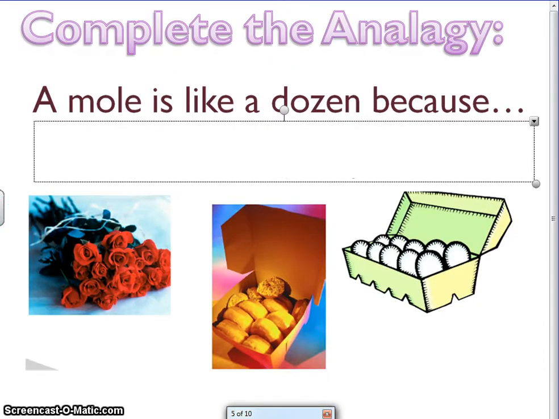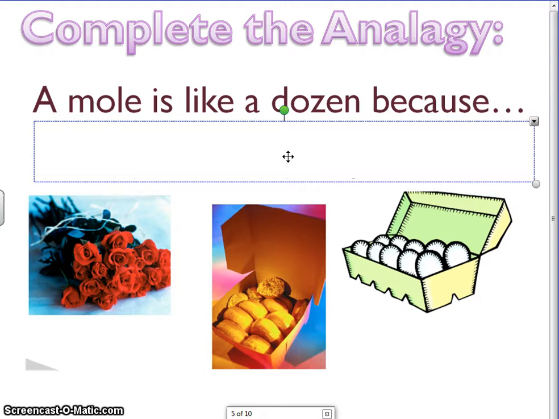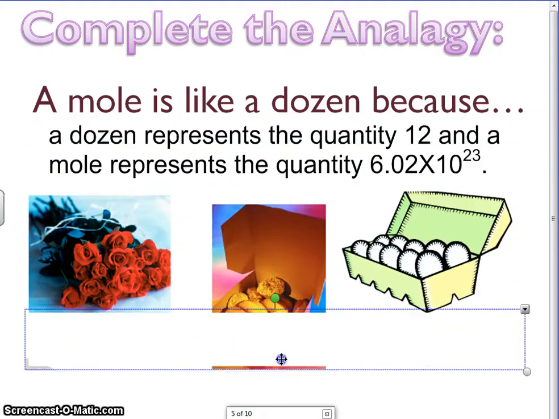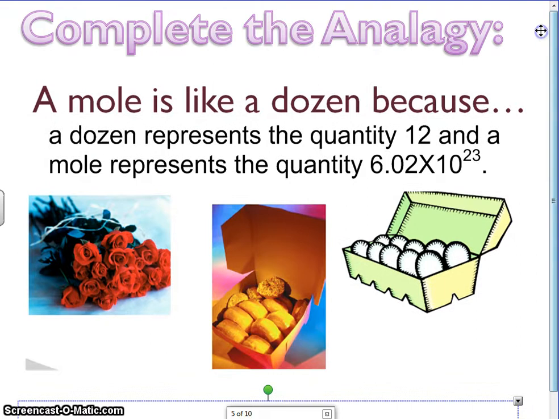So we could use the analogy: a mole is like a dozen. So we could say a mole is like a dozen because a dozen represents the quantity 12, and a mole represents the quantity 6.02 times 10 to the 23rd.